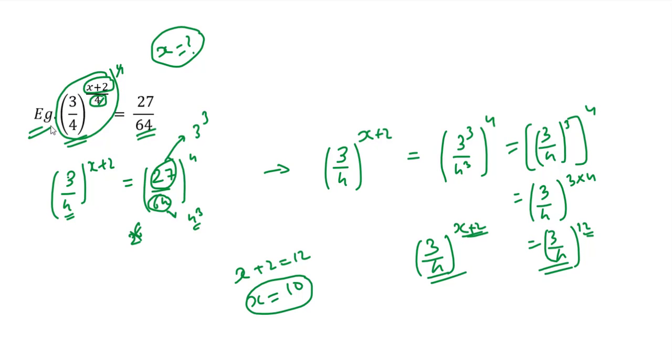Let us now understand the concept of surds. Now any number that can be expressed in the form of a by b is called a rational number.